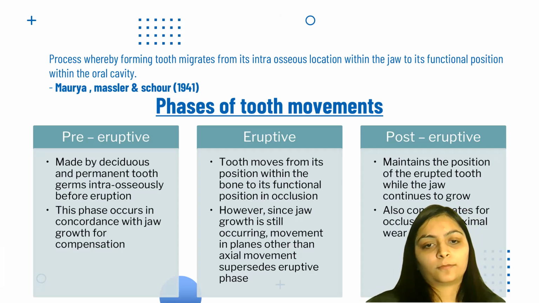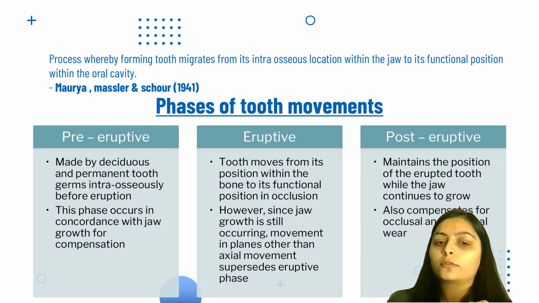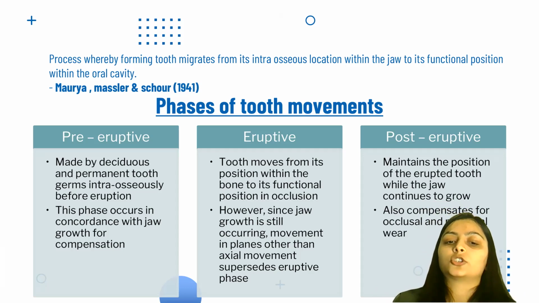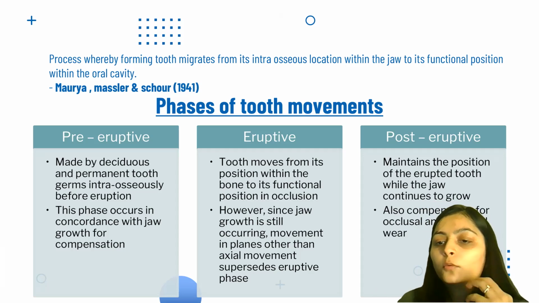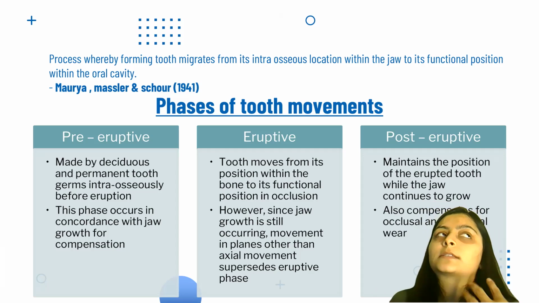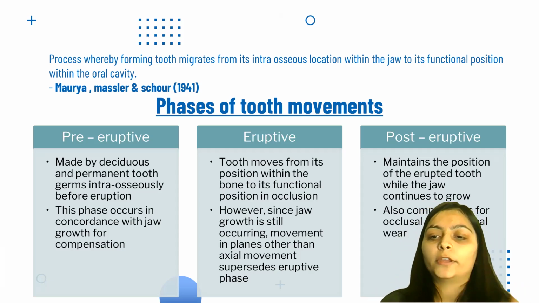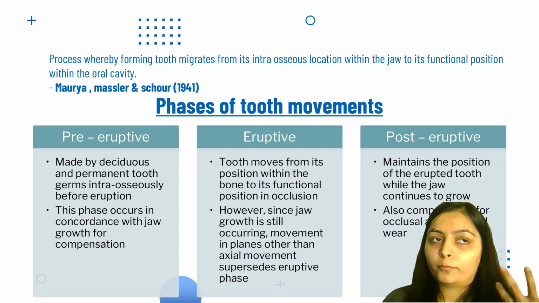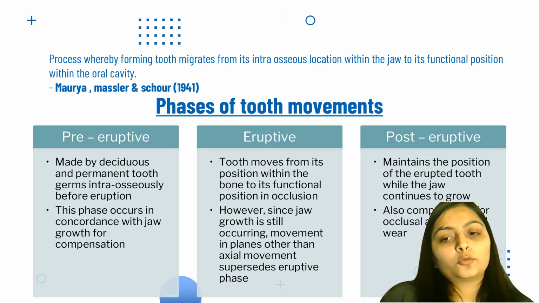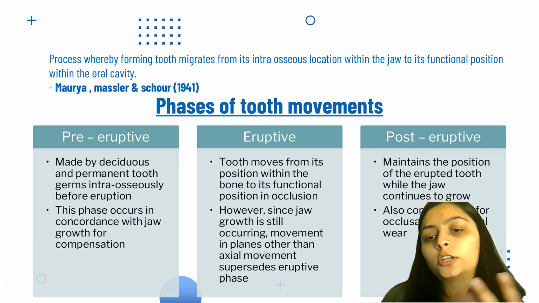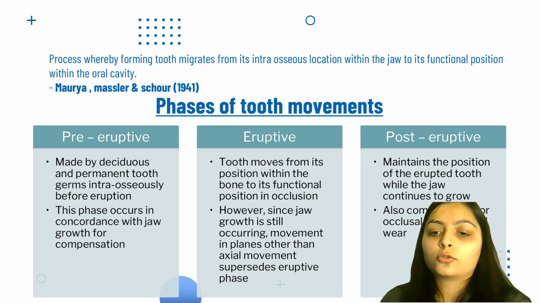What do you mean by eruptive movement? It means that the tooth will move from its position towards its functional position in the occlusion. Then post-eruptive movements occur to maintain the tooth's position in the oral cavity after its eruption while the jaw continues to grow.